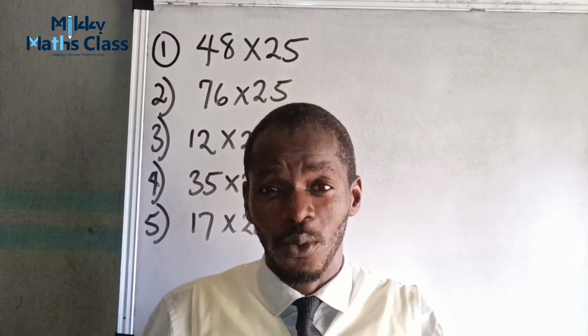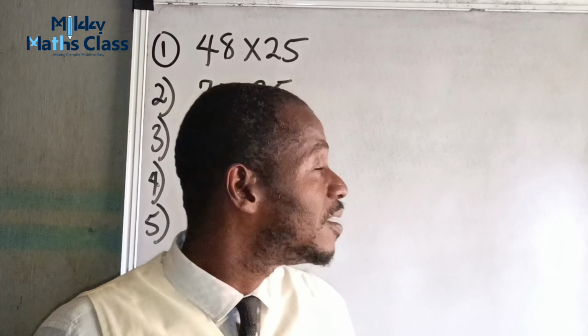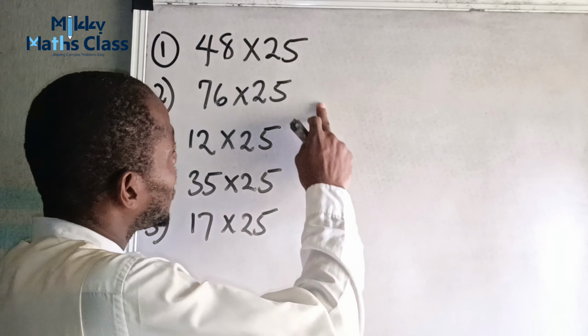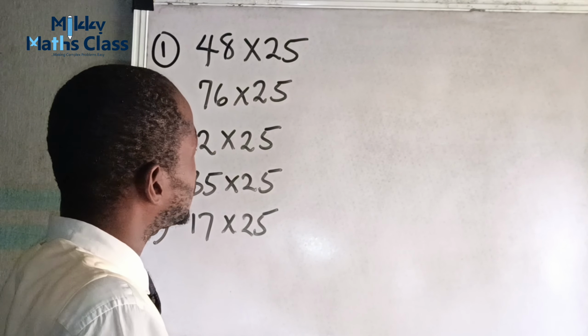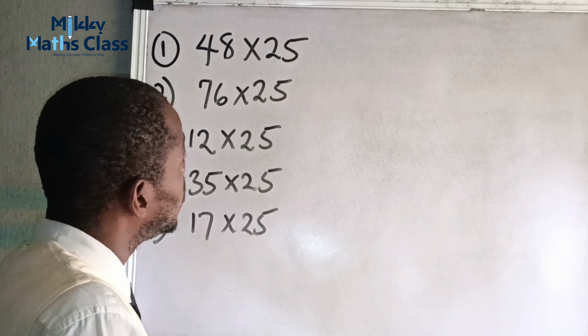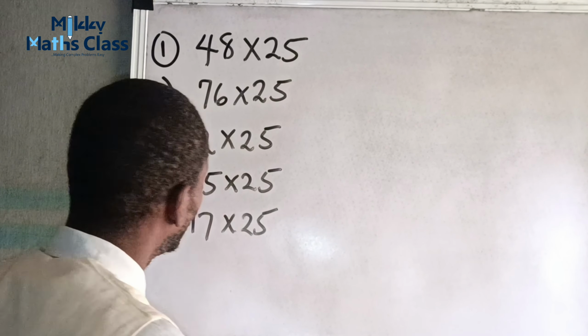What do we have for today? Come along with me. Multiplying a number by 25. This is the Mickey Trick segment where we'll solve mathematics with the speed of light.